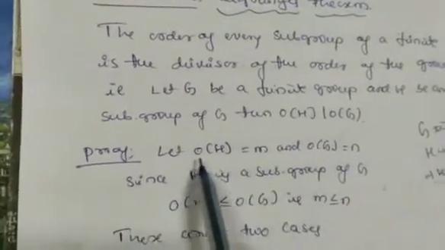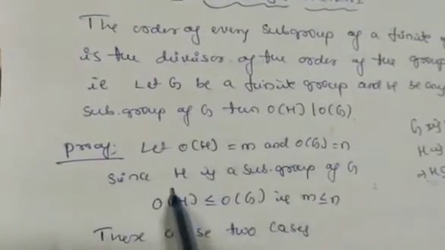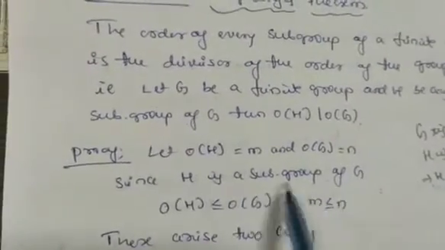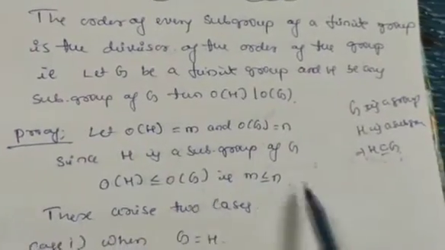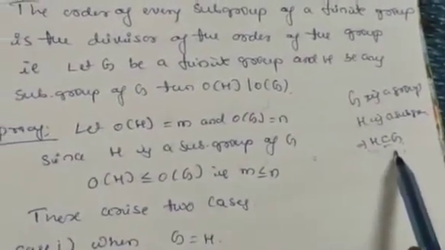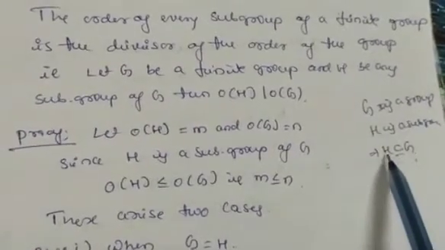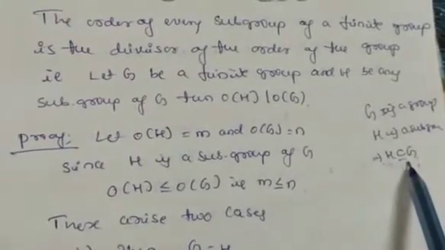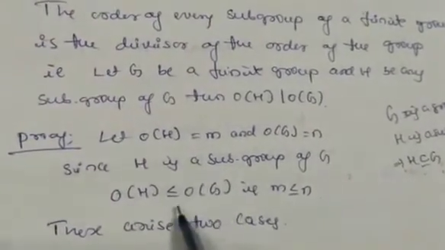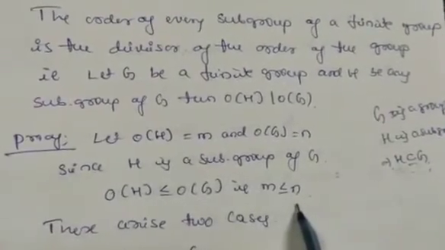So let order of H be equal to M and order of G be equal to N. Since H is a subgroup of G, we know that order of H is less than or equal to order of G. I told you that H is a subset of G, meaning G contains all the elements of H, or G is equal to H, which is also a subset. This implies order of H is less than or equal to order of G, that is, M is less than or equal to N.